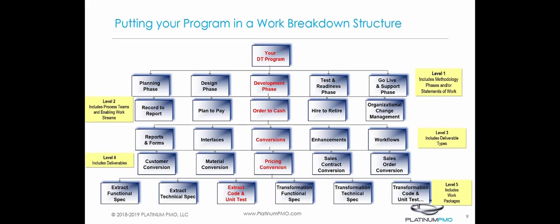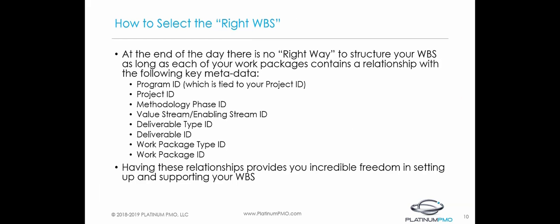Work packages 1 through 3 represent the extract functional spec, the extract technical spec, and the extract code and unit test. Work packages 4, 5, and 6 represent the transformational functional spec, technical spec, and code and unit test. Work packages 7, 8, and 9 represent the load functional spec, technical spec, and code and unit test. And work package 10 is the assembly test that ensures that the extract, transform, and load code all work together as one integrated unit.